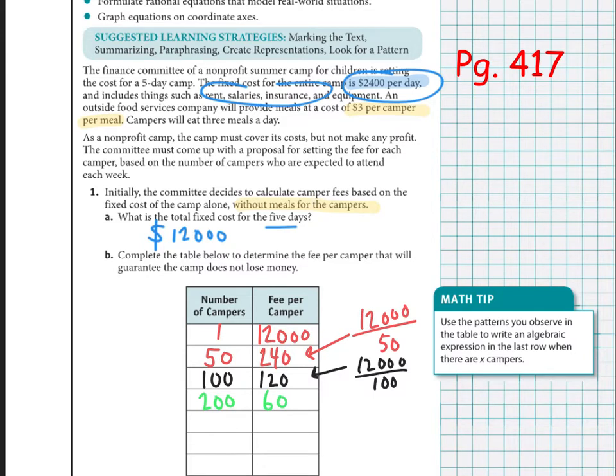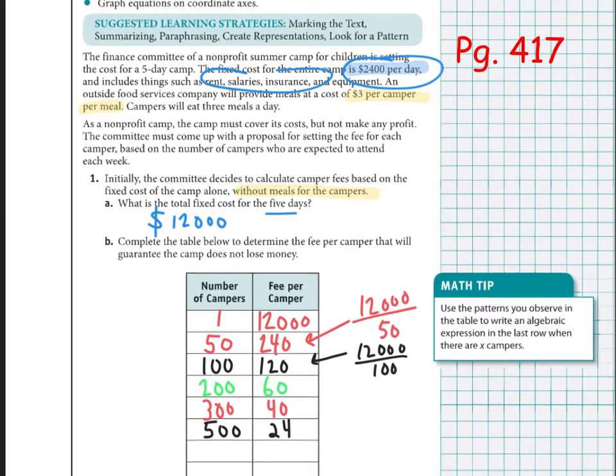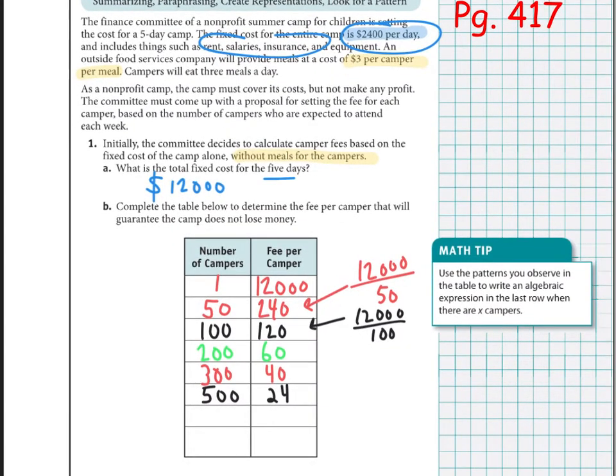If there was 300 campers, I'll take the $12,000 divided by 300, that should be 40, I believe. If we had 500, I'm just making up some of these numbers here, 12,000 divided by 500 is $24 per camper. And then let's just do one more. What if we had 12,000 campers somehow? If we had 12,000 campers, it would cost $1 per camper.